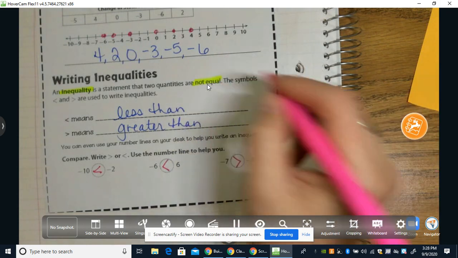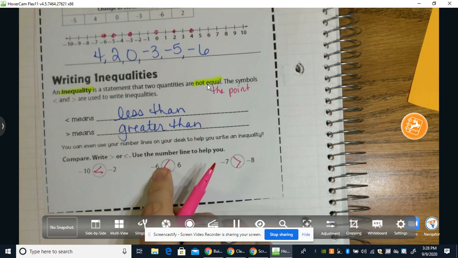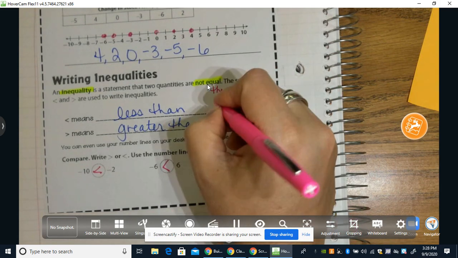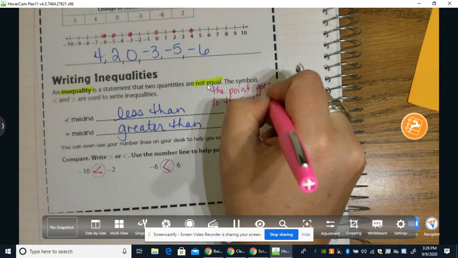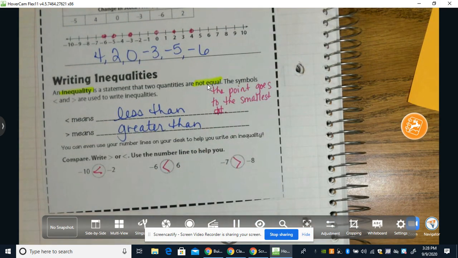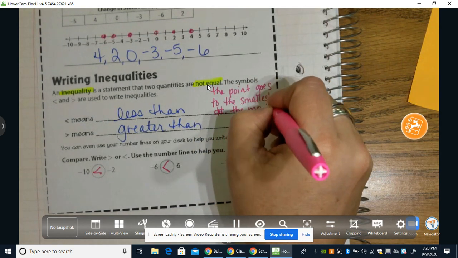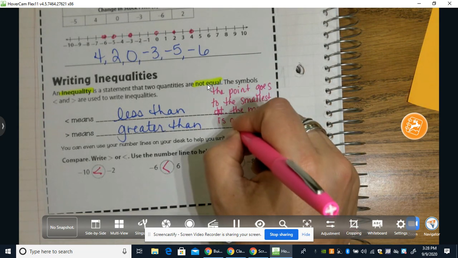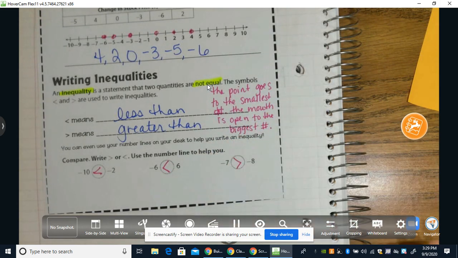So a little key thing to remember with inequalities: the point or the tip or the end goes to the smallest number. And the mouth is open to the larger number, or the biggest number. And I'm going to put biggest number.